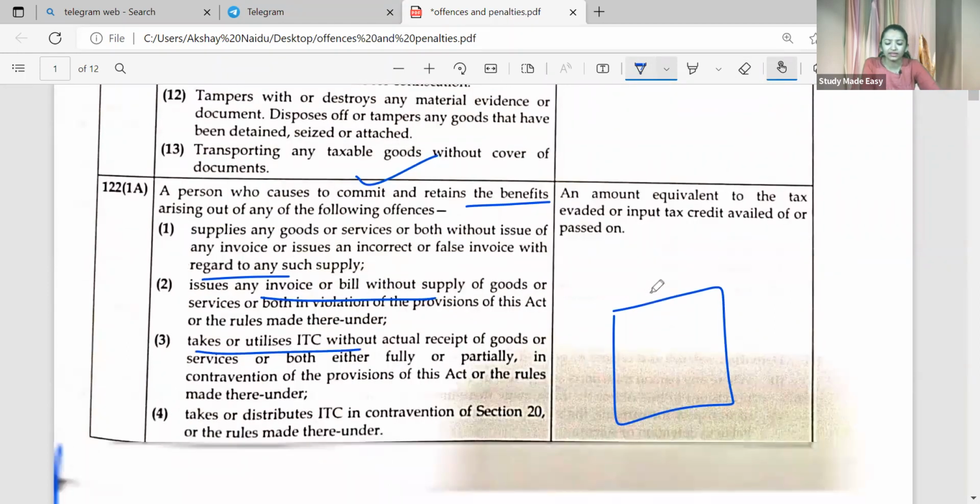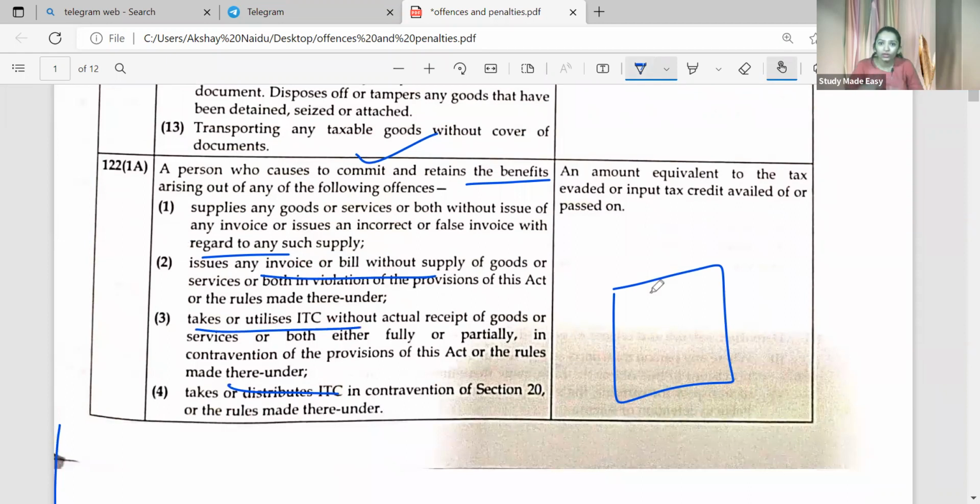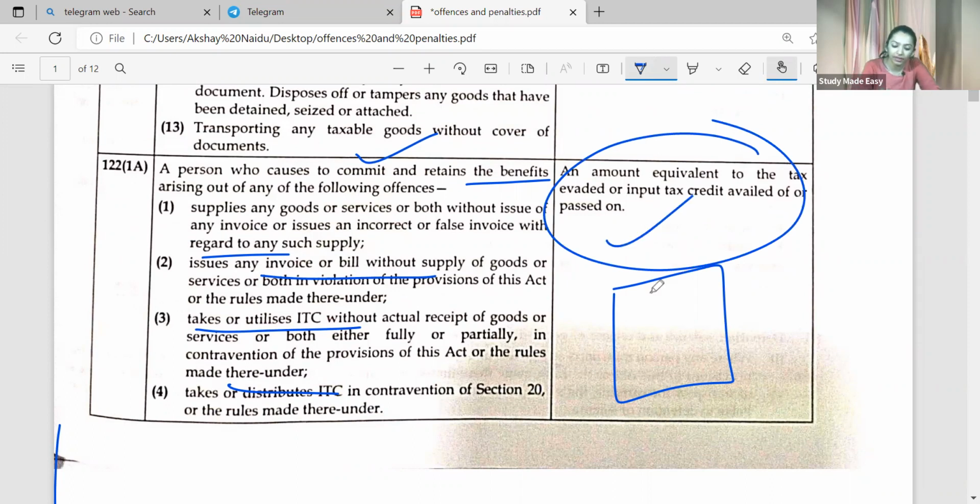So it is the person who says, I want to take the benefit, I want you to do this act, so I want to take the benefit. So an amount equivalent to whatever, either tax evasion, tax not deducted, ITC wrongly availed, whatever it is. So here, if you notice, when a person wants you to issue a false invoice for them or not issue the invoice for them, that would be either for wrong availment of ITC or evasion of tax. तो यहाँ पे दो ही चीजें तो लिखी है, ITC availed or passed or tax evaded.